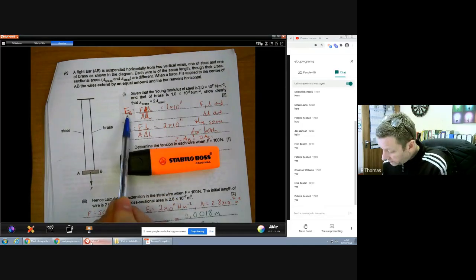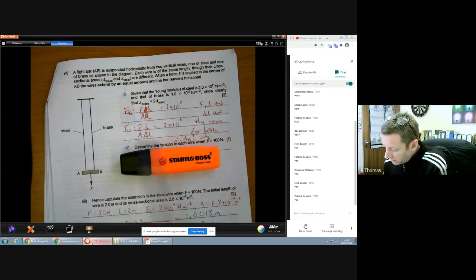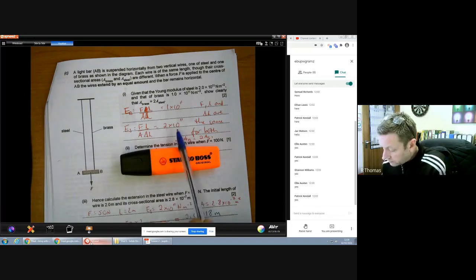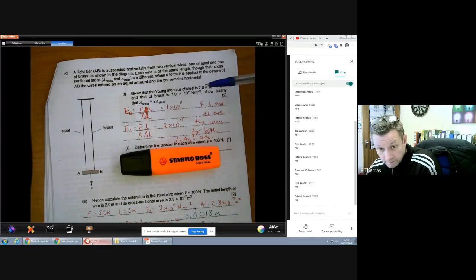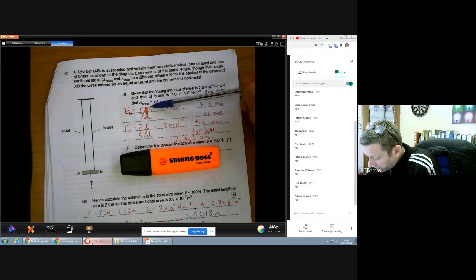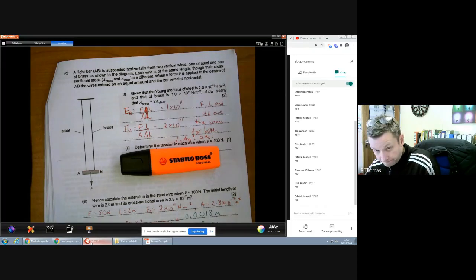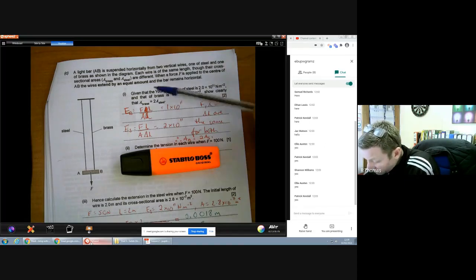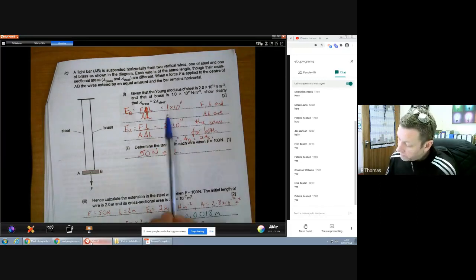So the Young's modulus for brass is 1 times 10 to the 11. Forget the 10 to the 11. The Young's modulus for steel is 2 times 10 to the 11. Now the force applied is the same. The original length is the same. The extension is the same. So the only thing that differs is the cross-sectional areas, right? And for this one to be double that one, the cross-sectional area of this one must be double that one. So that's where that came from.